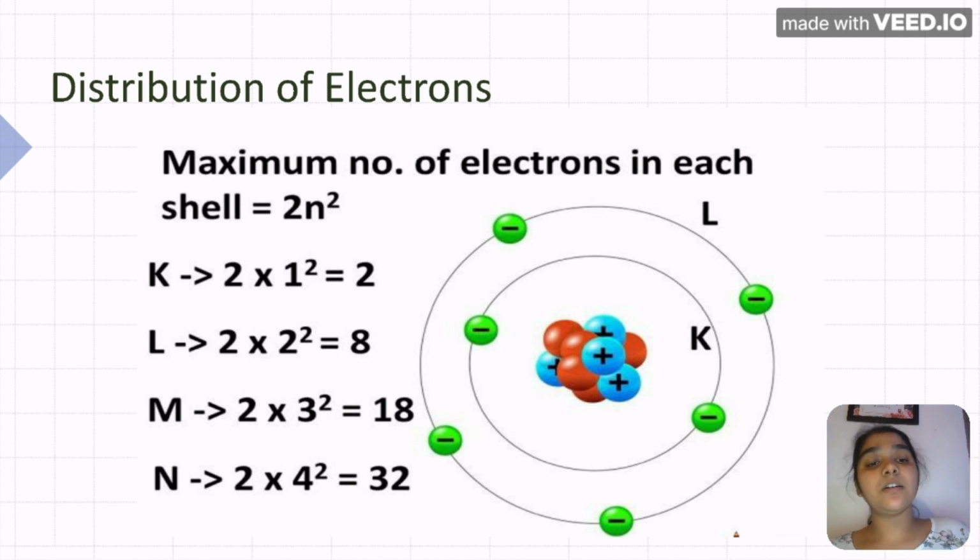So let us consider the K shell, which is the first shell. I will be substituting n as 1 in order to get 2 into 1 squared, which will give me 2. And in the second shell, which is the L shell, the number of the shell is 2, and I will be substituting in that formula to get 2 into 2 squared, which is 8. And in the M shell, I get 2 into 3 squared, which is 2 into 9, that gives me 18. And N shell, 2 into 4 squared, which gives me 32, and so on.